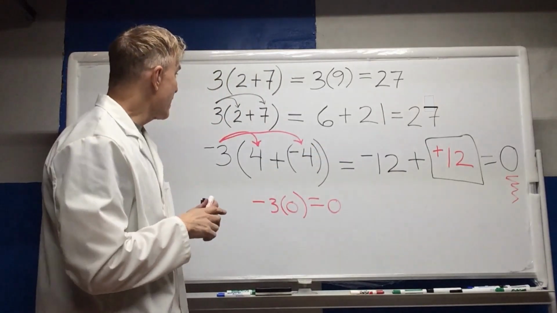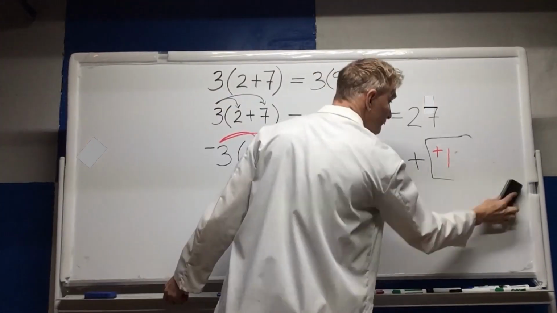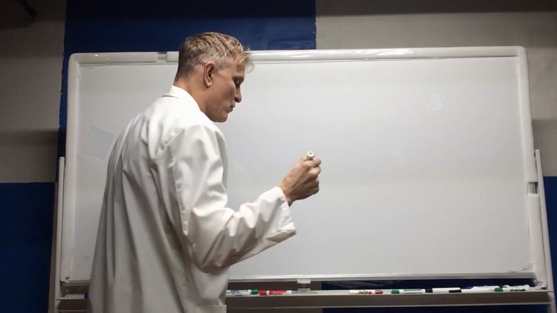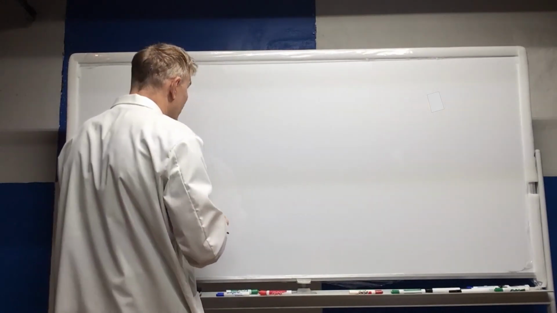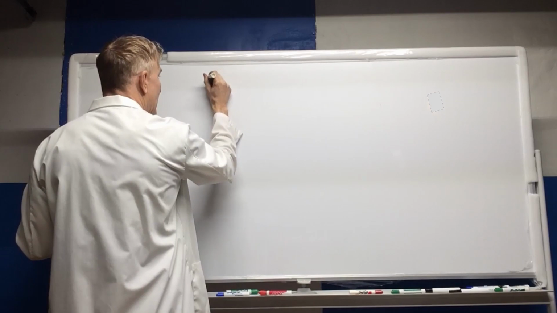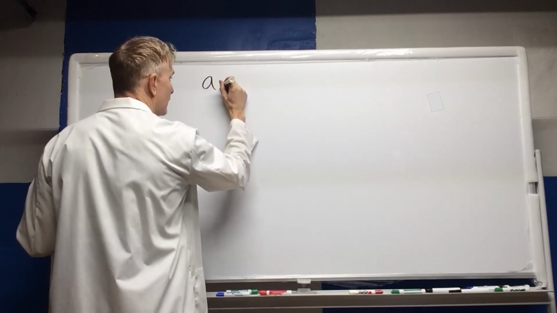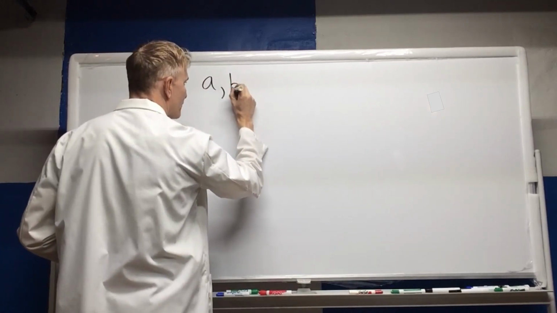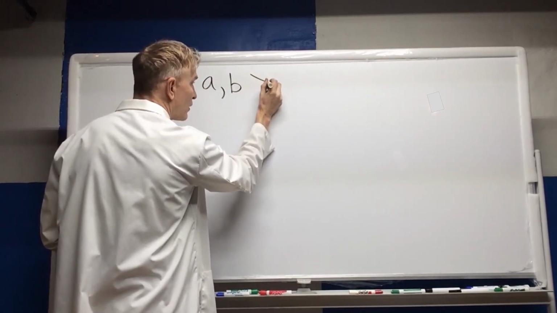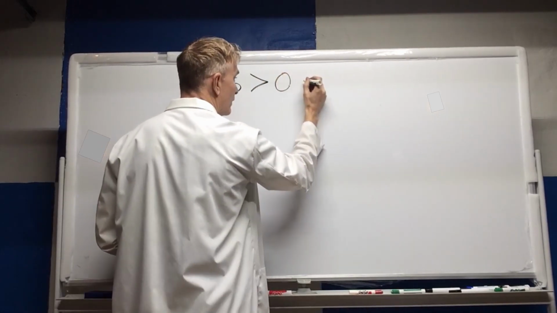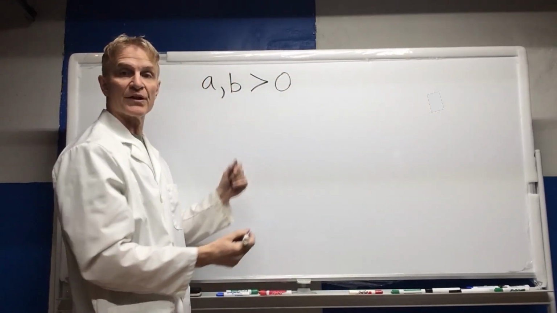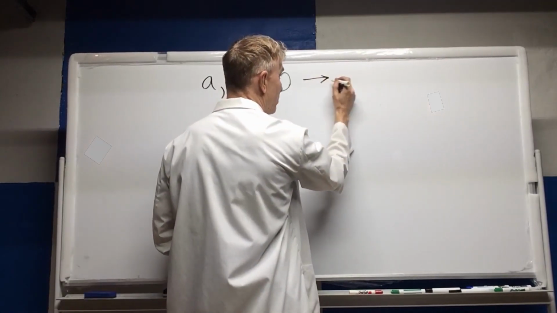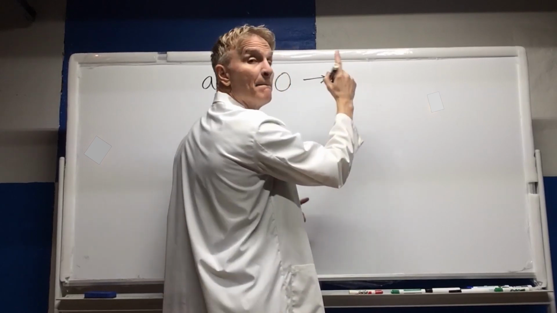So to look at it in a more formal way, we are going to write A representing any number and B representing any number, but they're both going to be greater than 0. They're both greater than 0, implying that A is positive and B is positive. So that's implying that they are both positive.